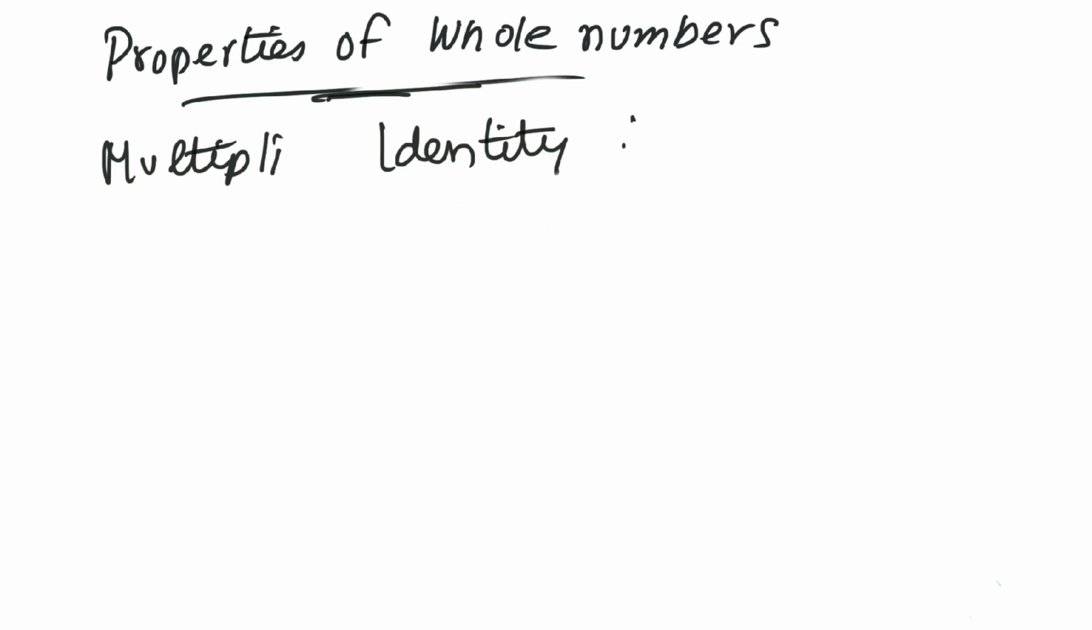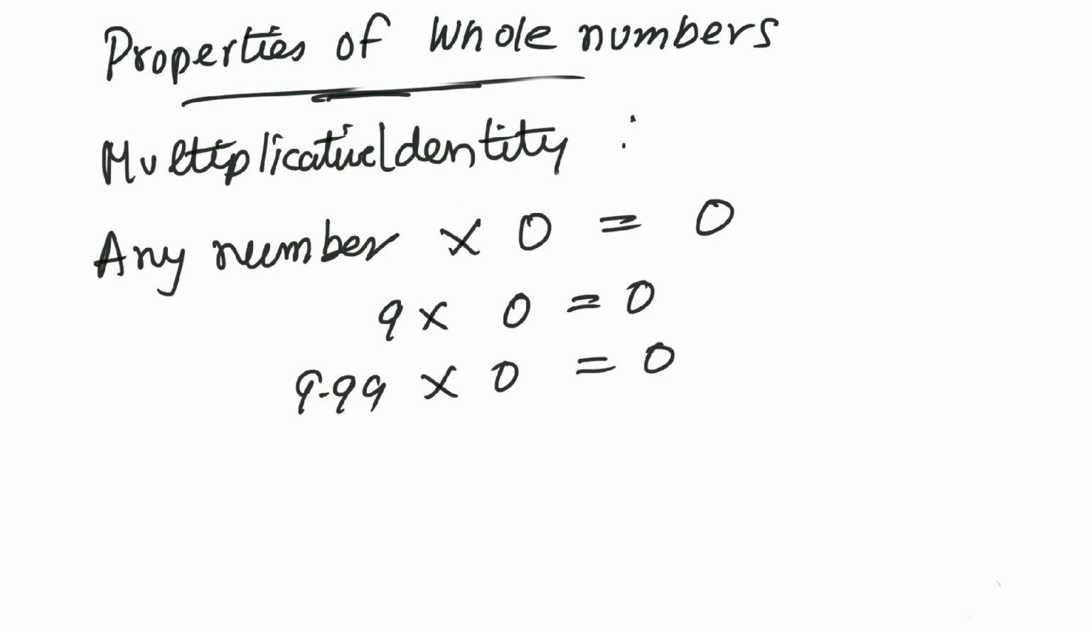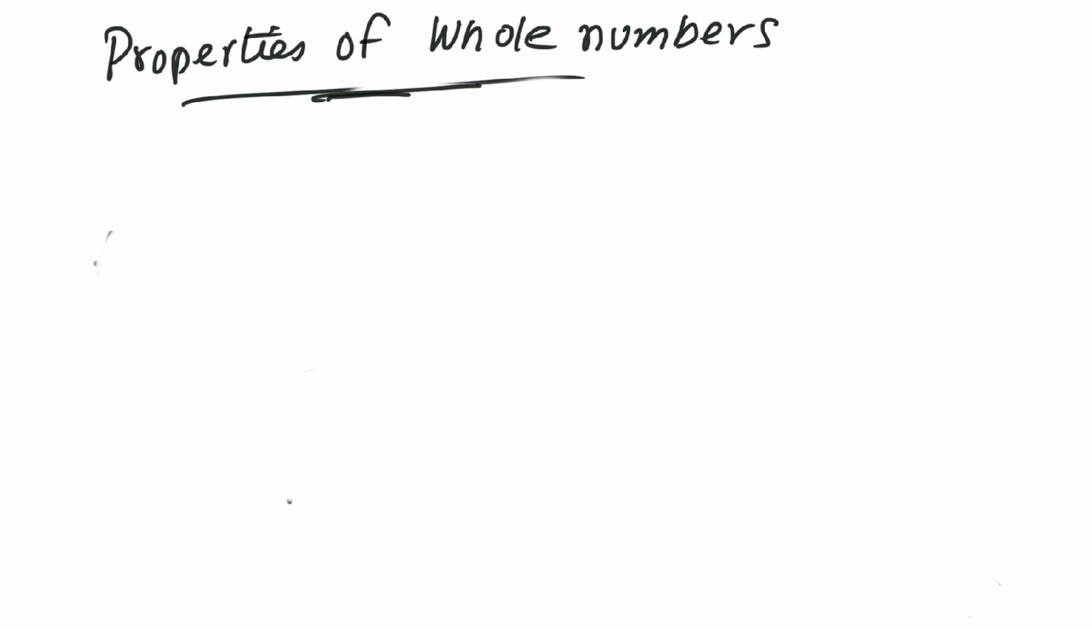The next one is the multiplicative identity. This is another very interesting property where any number times 0 gives 0, which basically means that 9 times 0 is of course 0. 9.99 times 0, which of course is a decimal number, you will get 0. Root of 9.99 also, you'll get 0. So that's a very interesting development.